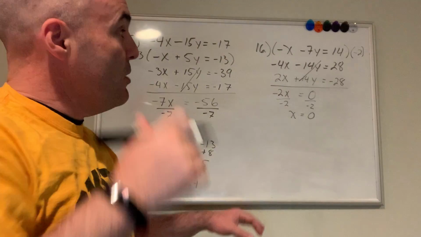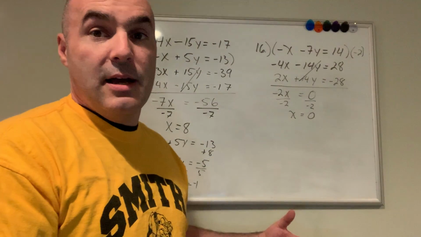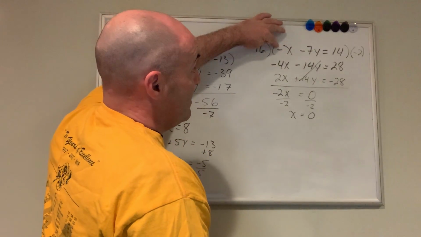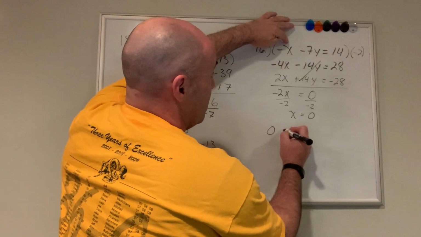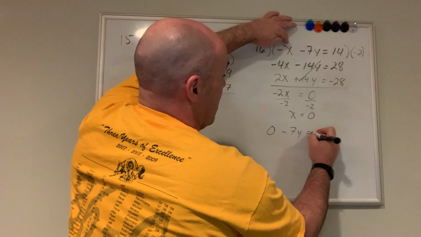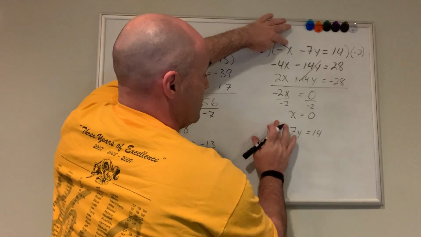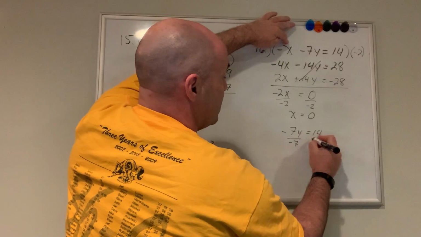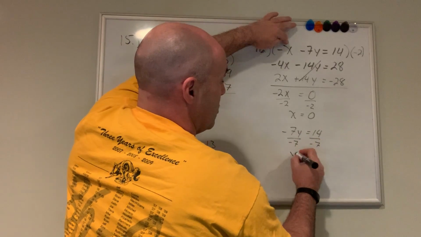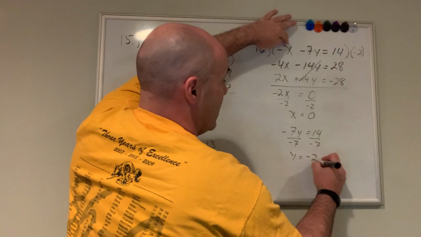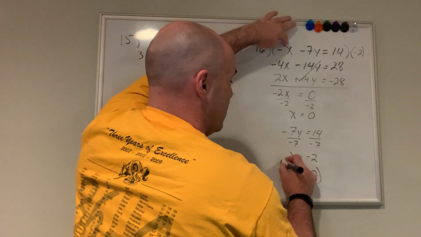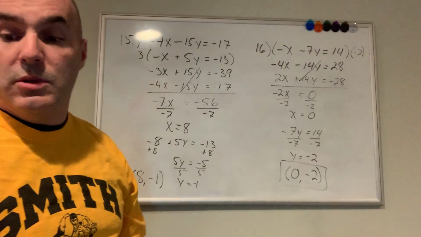All right, so now anywhere I can go back and replace x with a 0, we'll go right back to the original. So the opposite of 0 is still 0. Minus 7y is equal to 14. Okay, so we don't even need the 0 there. We'll divide by negative 7. So y is equal to negative 2. And we have the coordinate 0, negative 2, where those two lines cross.